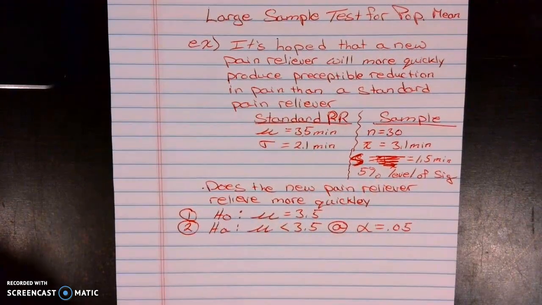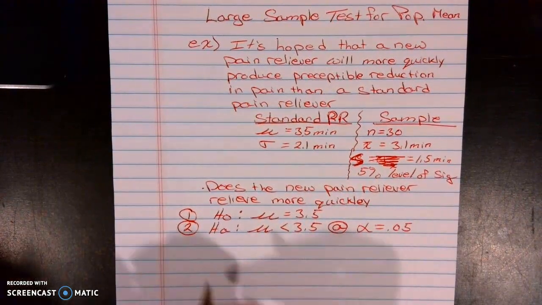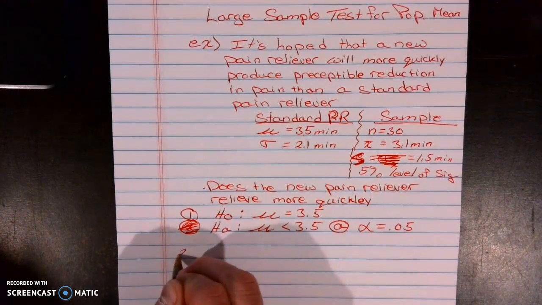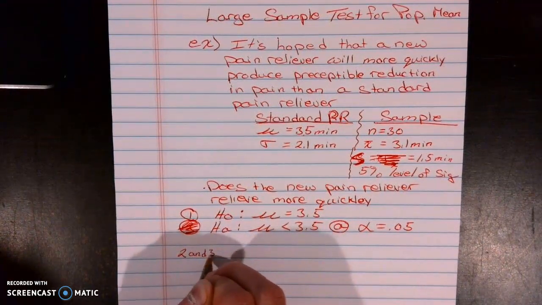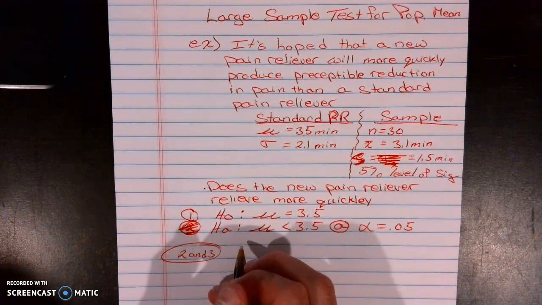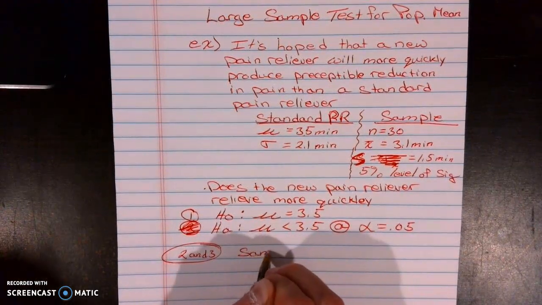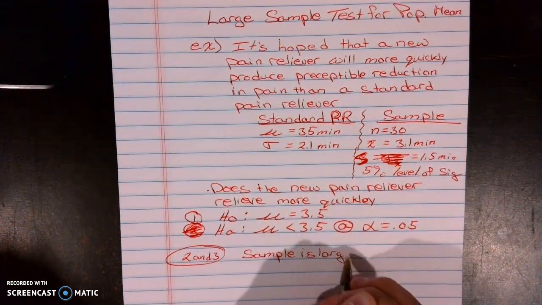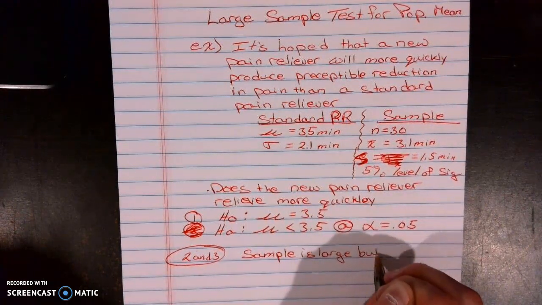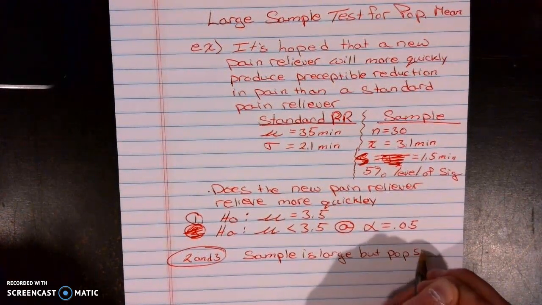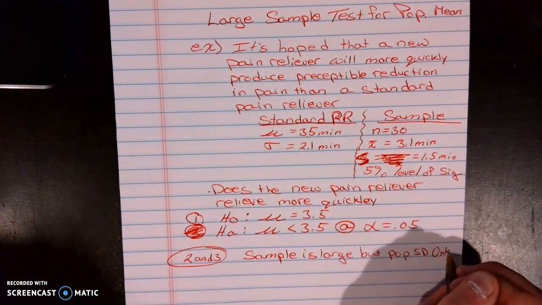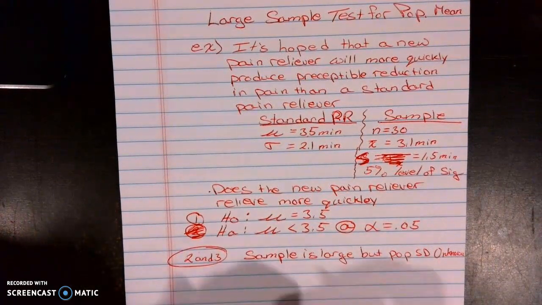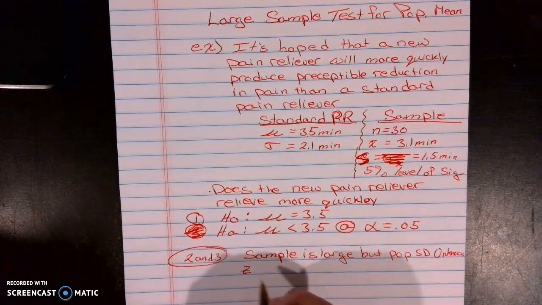0.05, okay? And so steps 2 and 3 are kind of locked into one here. This would be step 1, I'm sorry. So we've got steps 2 and 3. Basically steps 2 and 3 say that the sample is large, but the population standard deviation is unknown. Okay, and now we can calculate the z-score. So this would be step 3 right here.